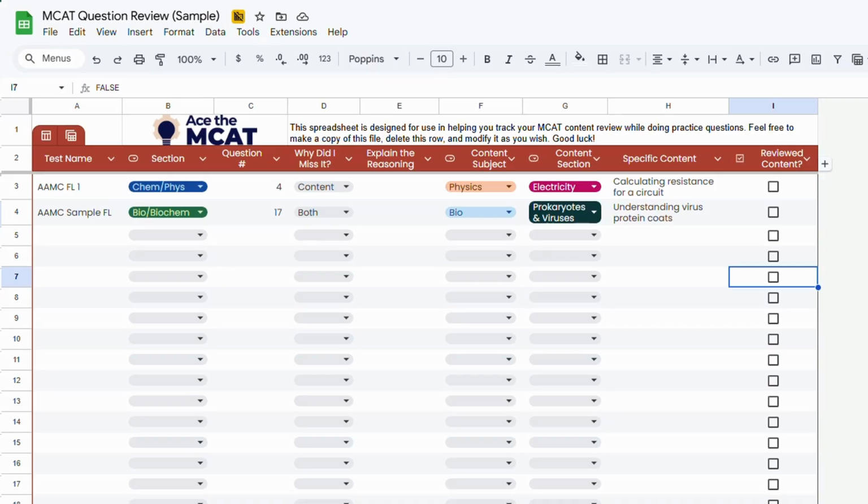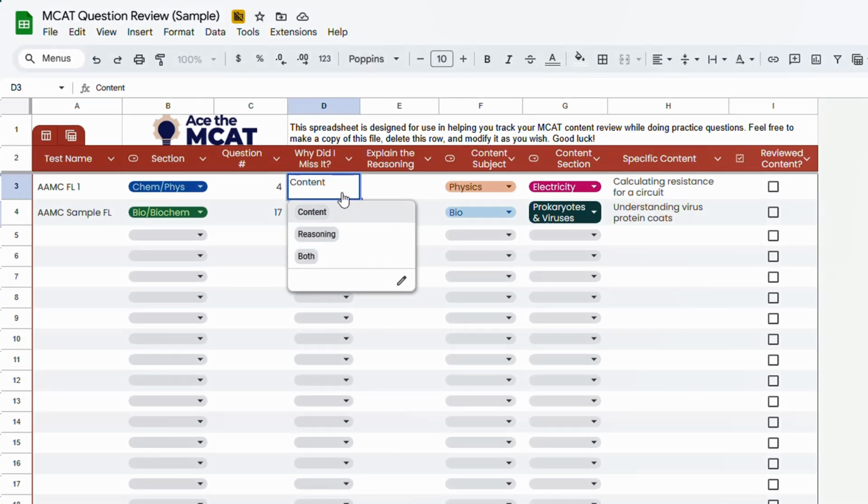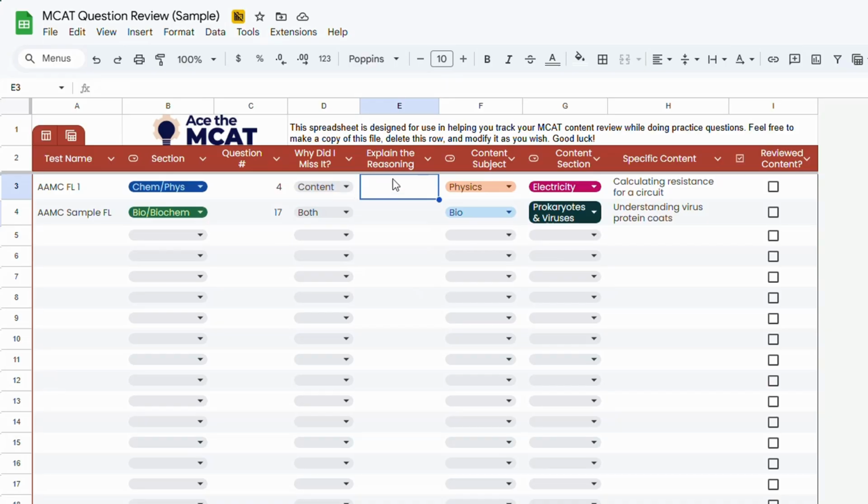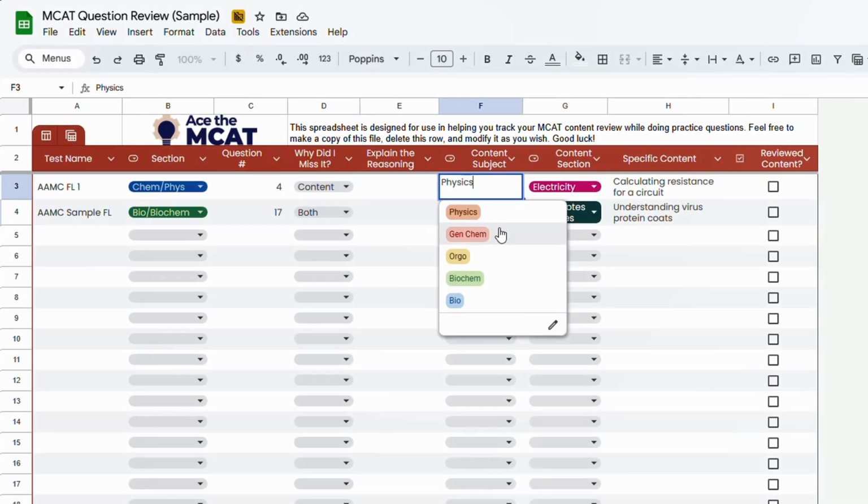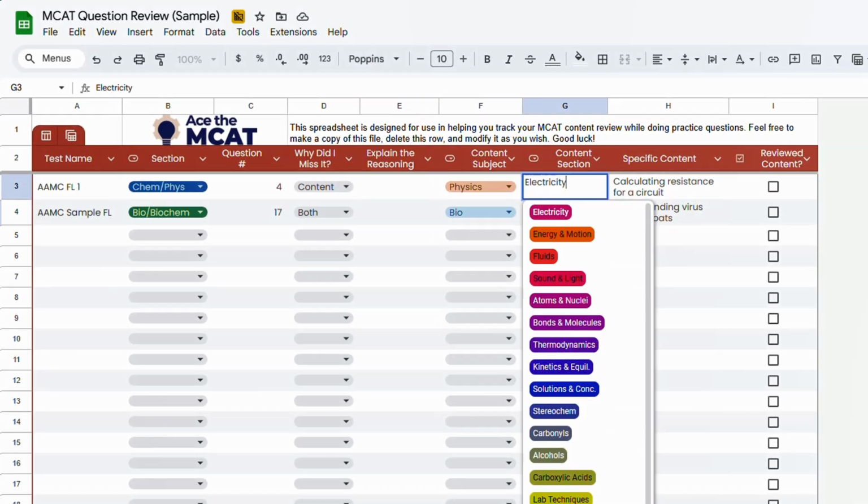Essentially, what you want to do is write down what number the question is. Why did I miss it? Is it content, is it reasoning, or is it both? You want to explain the reasoning, if that applies. And then when you find the content for the particular question, you want to first write down what the subject is: physics, gen chem, orgo, biochem, bio. And then what is the specific content section?